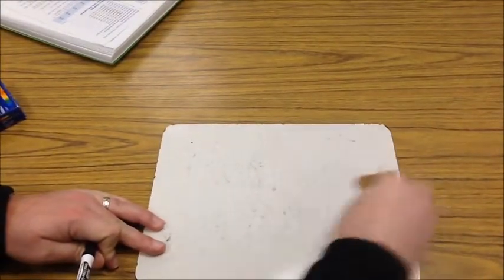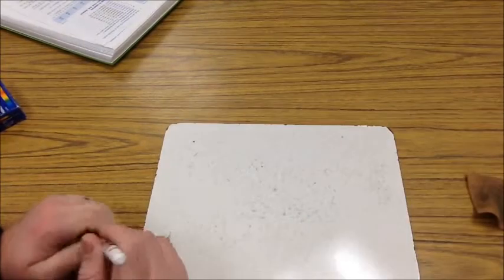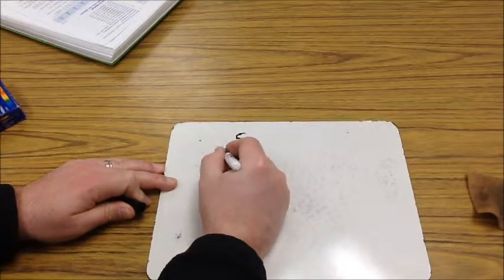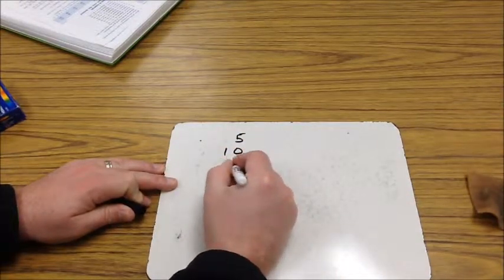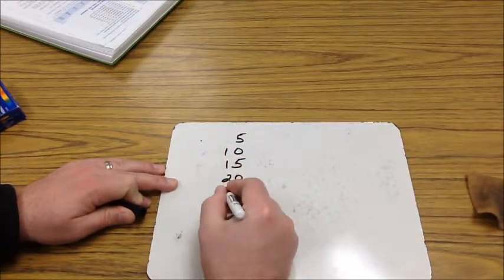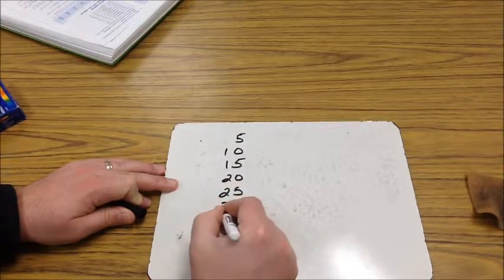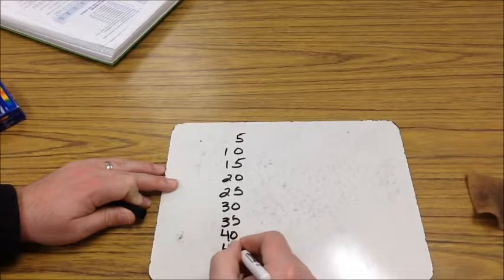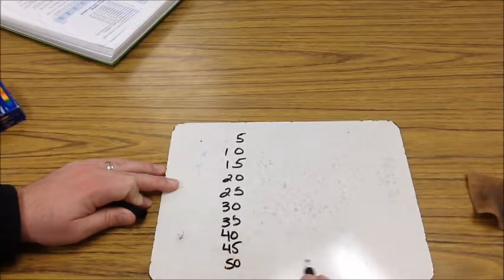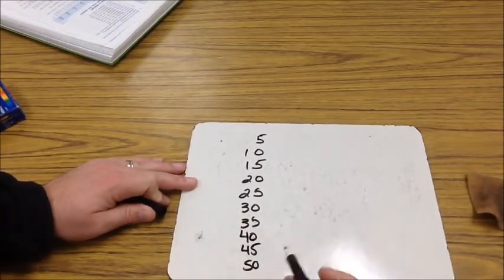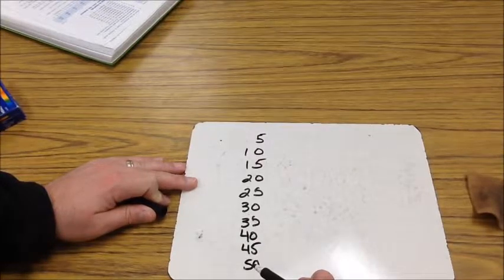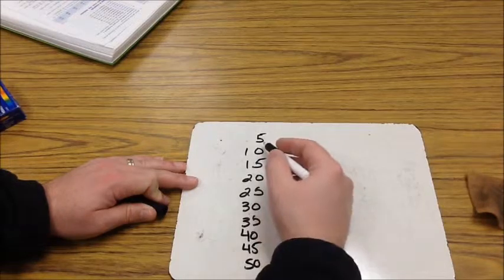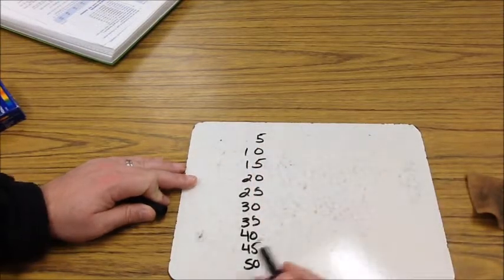So watch what we do here. I'm going to list all of those skip countings from 5 to 50. 5, 10, 15, 20, 25, 30, 35, 40, 45, and 50. And I tried to line them all up in place value order like we talked about yesterday, where we have a ones digit right here and then we have a tens digit.